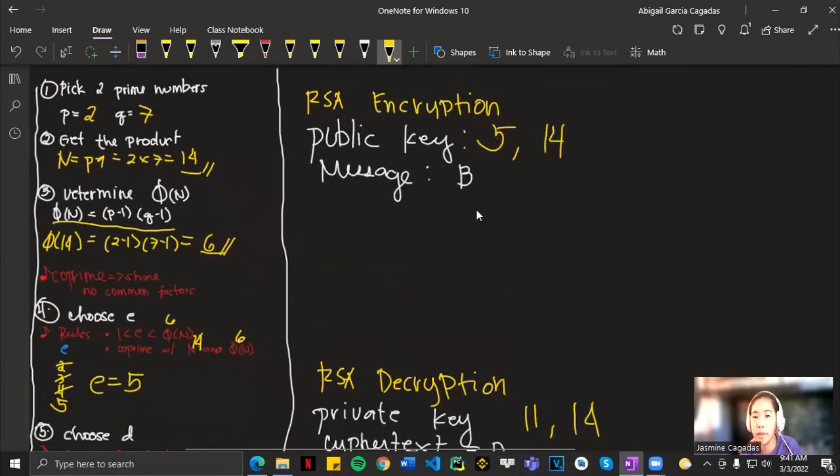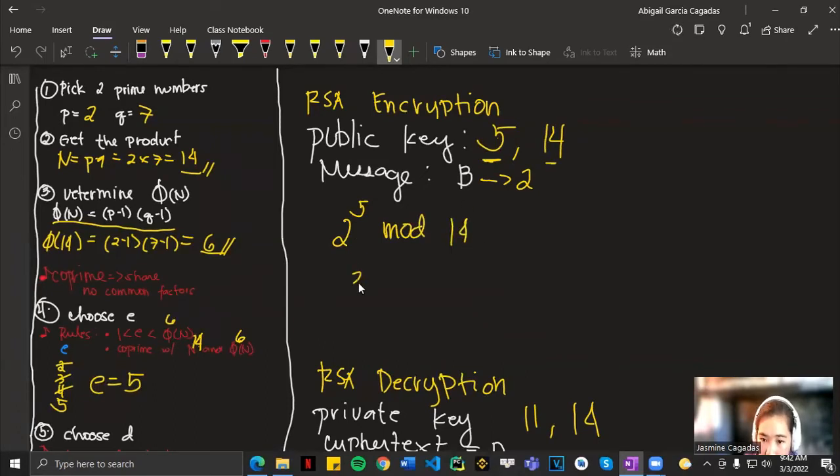So in RSA encryption, we could use this to encrypt a message. For example, I want to send the message B. The first thing that would happen is, of course, to convert this to a number, because that's how computers understand data. So B is the second alphabet, so that would be 2. Now we are going to use that as the base, 2 raised to 5, which is our encryption digit, and use the RSA modulus, which is 14.